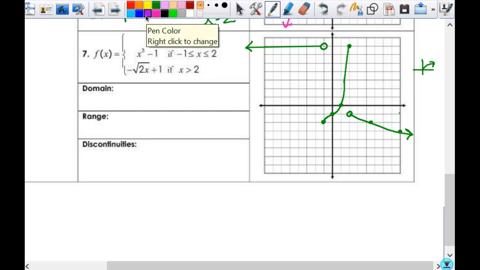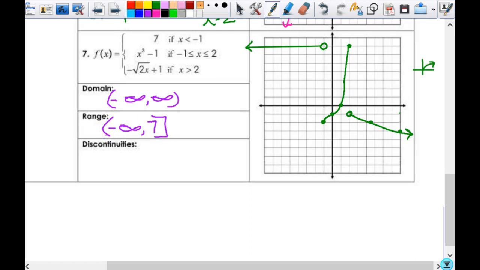All right, so our domain, what's the domain here? -infinity to positive infinity. Is that the same for the range? No. We go from -infinity to what? 7. Do I include 7? Yes, I do. Discontinuities are jumps, and that's at x equals what? -1, and x equals 2.